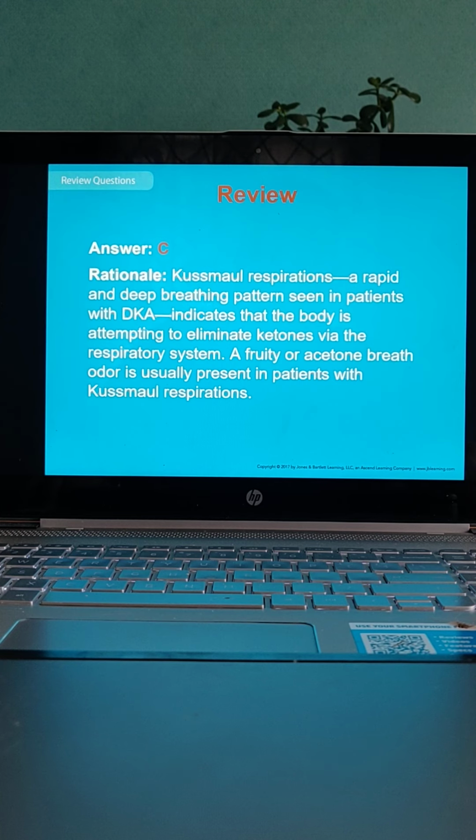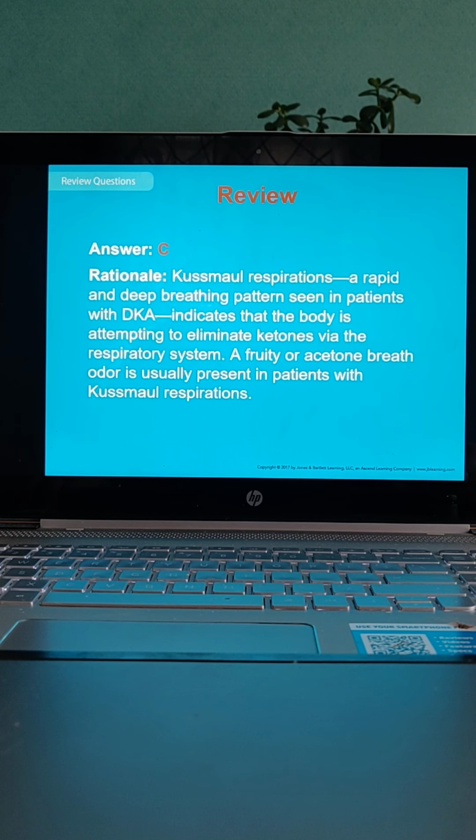Kussmaul respirations, a rapid and deep breathing pattern seen in patients with diabetic ketoacidosis, indicates that the body is attempting to eliminate ketones via the respiratory system. A fruity or acetone breath odor is usually present in patients with Kussmaul respirations.